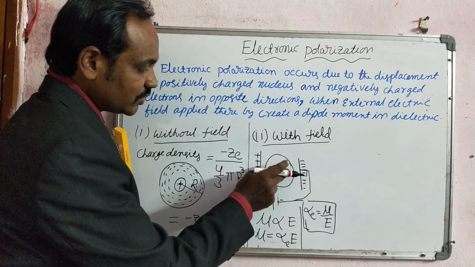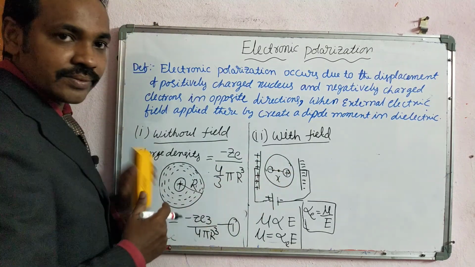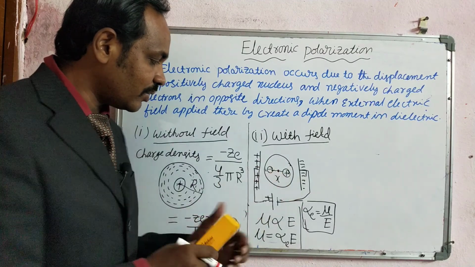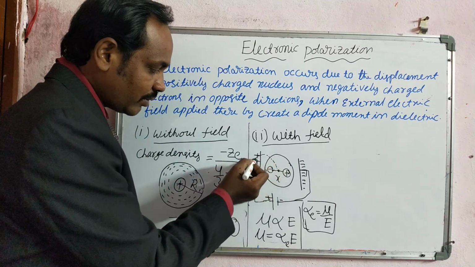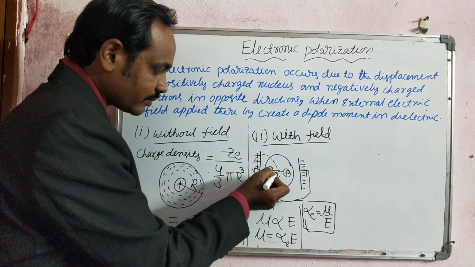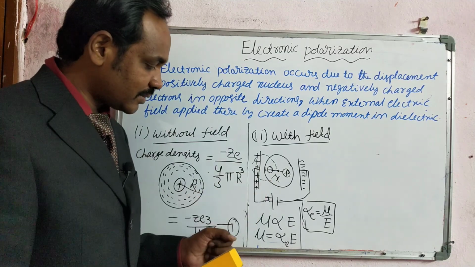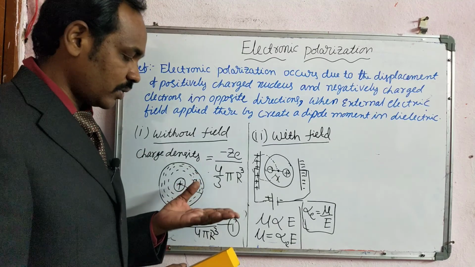Actually, the positive center is going to remain here only, but we are showing it somewhat displaced. Originally the positive center resides here only, but the negative will move from here to here by distance x, then it will create a new sphere with radius x. Now I want to tell you some words about this electronic polarization.